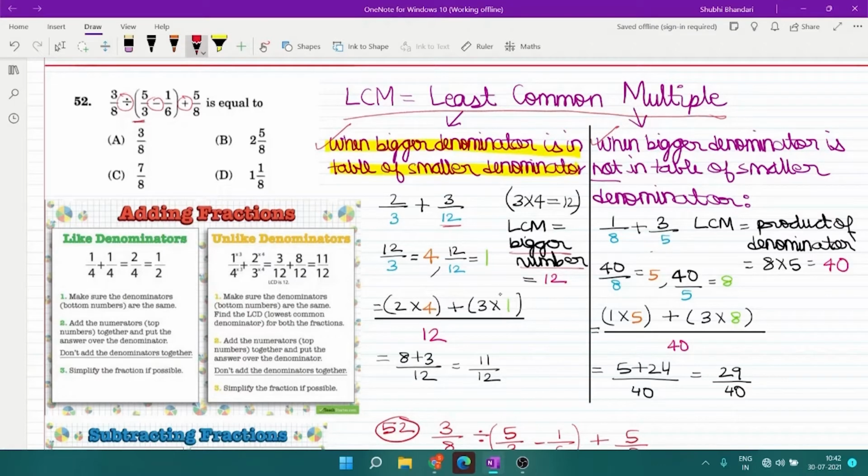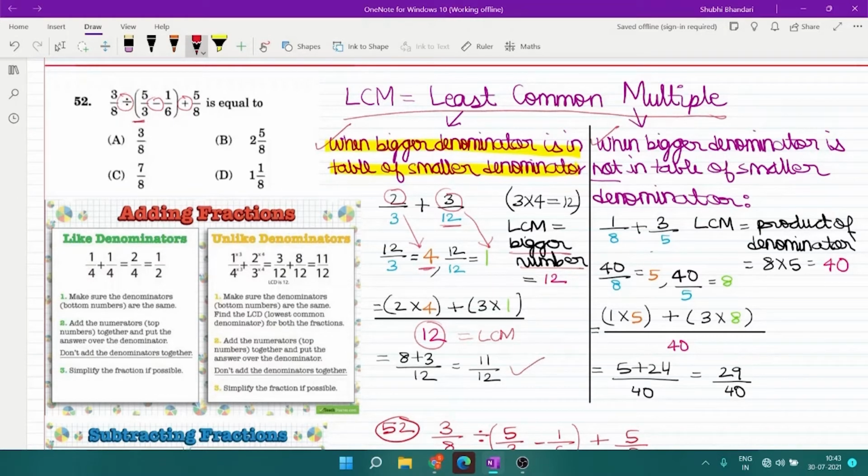Now let us take LCM divided by both denominators. LCM, that is 12 divided by 3, is equal to 4, and LCM divided by 12, that is 12 by 12, is equal to 1. So now we multiply each of the numerators by their respective values. So 2 into 4 plus 3 into 1 divided by the total LCM, which is 12. So this becomes 2 into 4, which is 8, plus 3 into 1, which is 3. So 8 plus 3 by 12, which is 11 by 12.